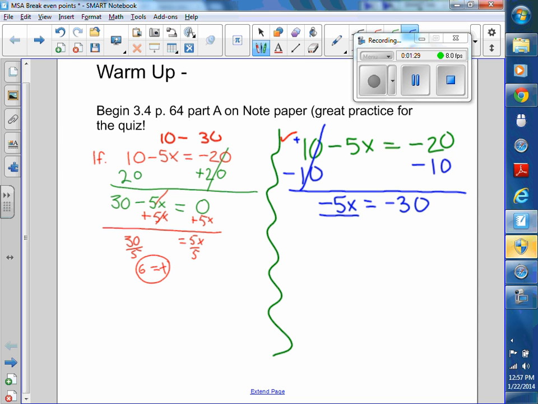So divide by negative 5. These cancel to give you a 1x. And a negative divided by a negative is positive, so we still get 6. Okay, so Allie, now you have the problem up there. Are you asking about the 10? Because there's nothing in front of it?